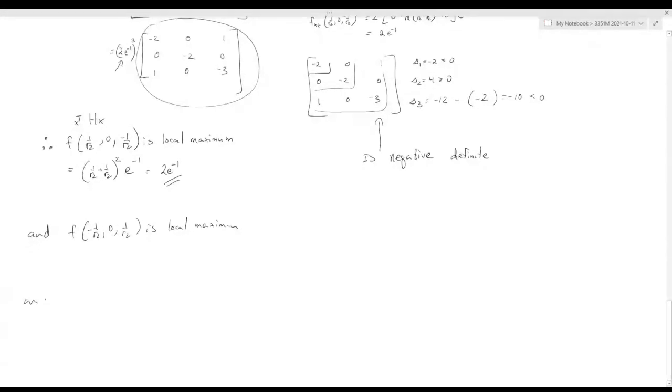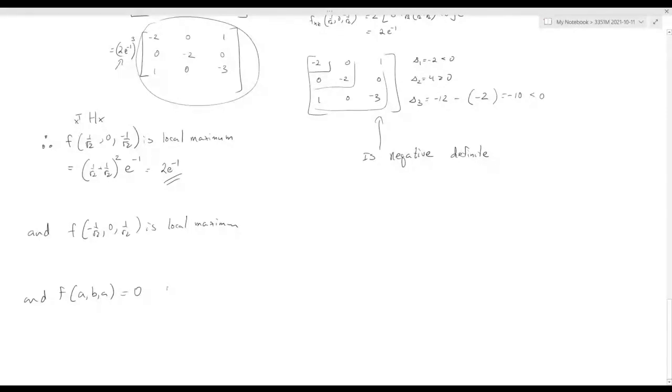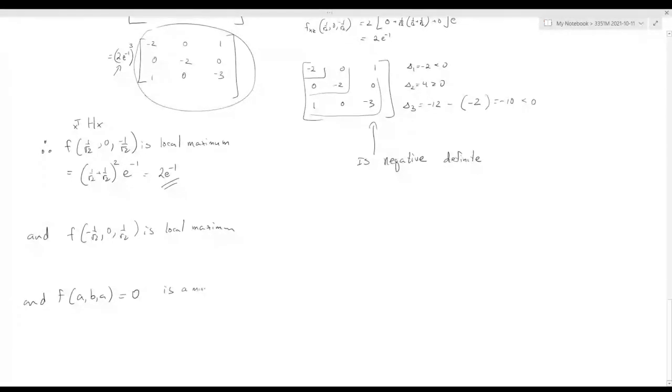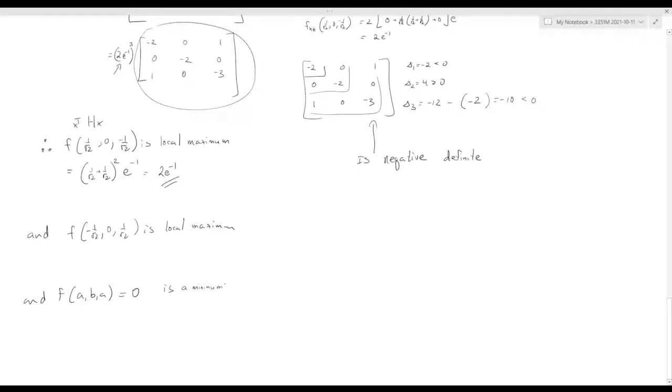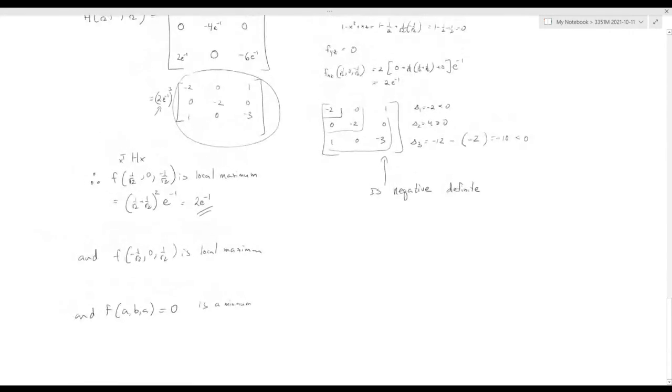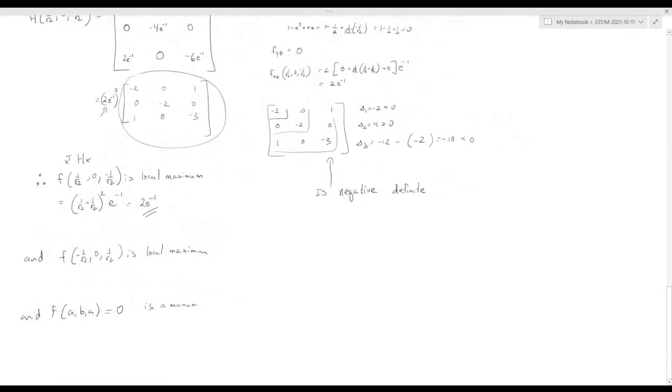And then we found that at any point that looks like this, the function is 0, and that's in fact a global, but whatever. Well, that's a involved example, but at least it has 3 variables in there.